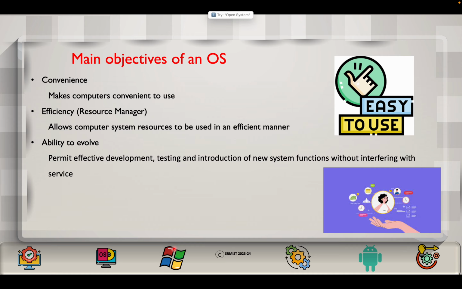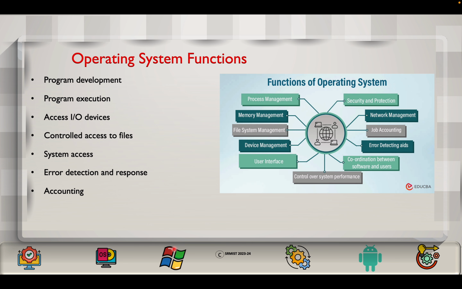And the third one is ability to evolve, permit effective development, testing and introduction of new system functions without interfering with the service. Convenience, efficiency, and ability to evolve. These are the three main objectives of an operating system.